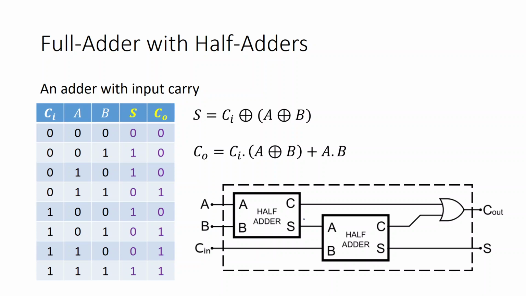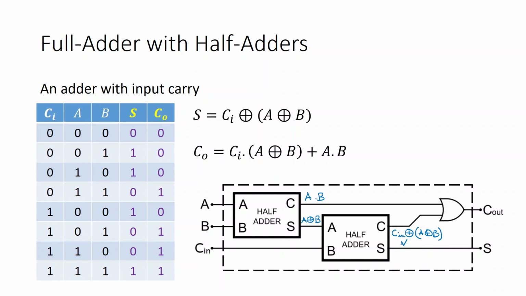So this is A XOR B. This is A and B. Remember the half adder expressions, sum and the carry. So now if you pass to your next half adder, one input is A XOR B, another input is C in. So what you get here, you will get C in XOR of A XOR B.